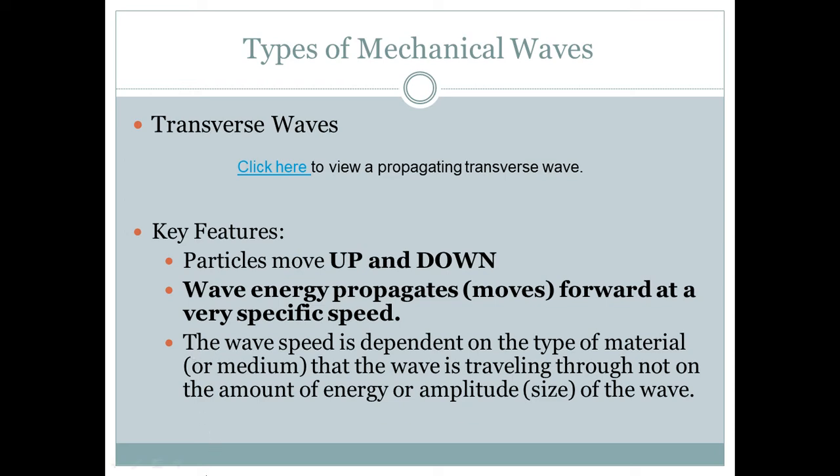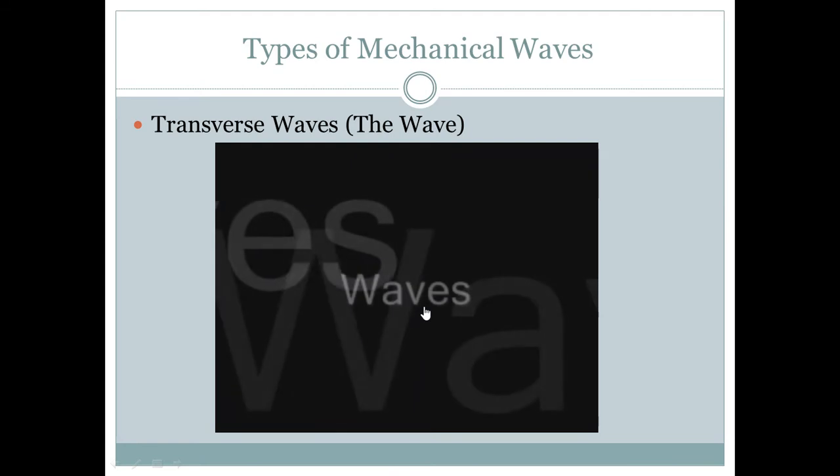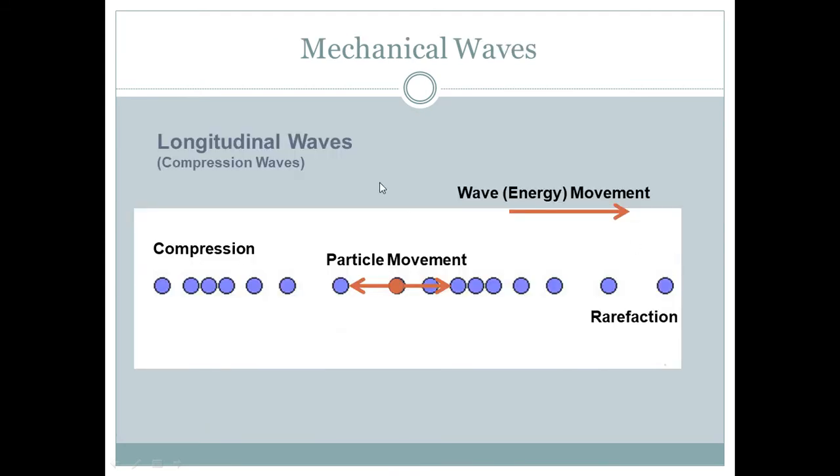All right, so we've got the transverse waves moving up and down, and the wave propagates forward at a very specific speed. Here's some transverse waves.